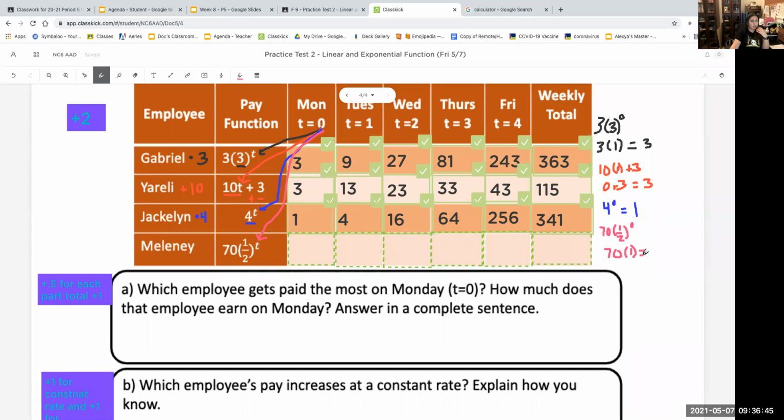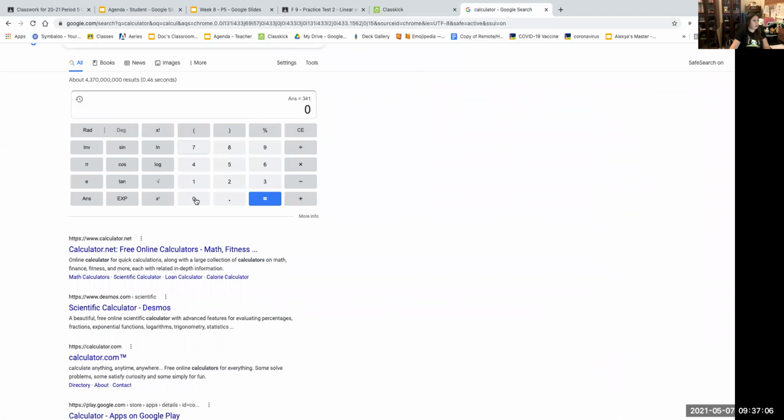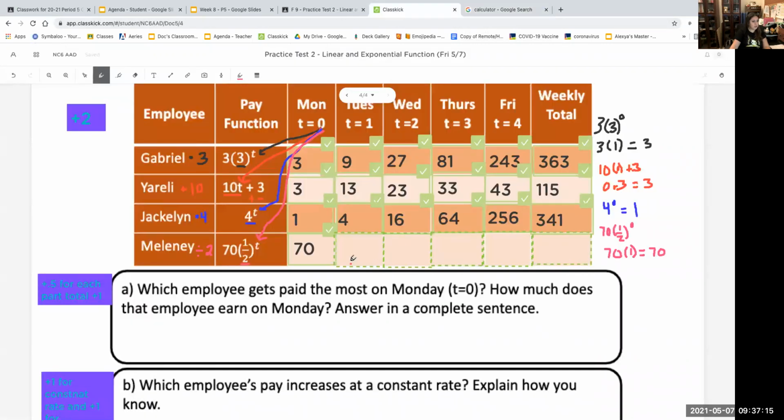70 times 1 gives me 70. So I'm going to put a 70 right here. And like you guys were telling me, it is dividing. So we are dividing. And what are we dividing by? We're dividing by 2. Why 2? Because that's the number on the bottom. So let's grab our calculator and do 70 divided by 2. That's 35.